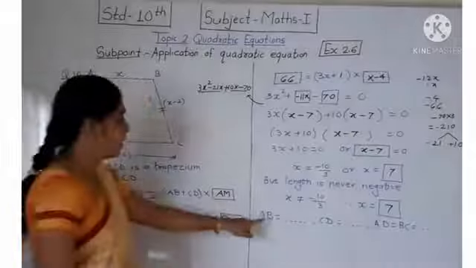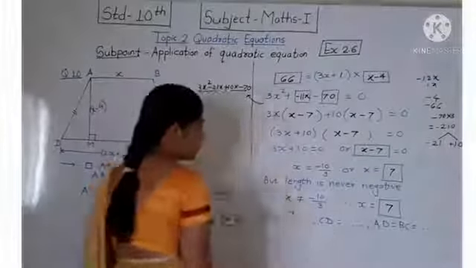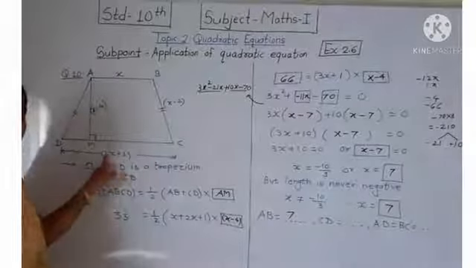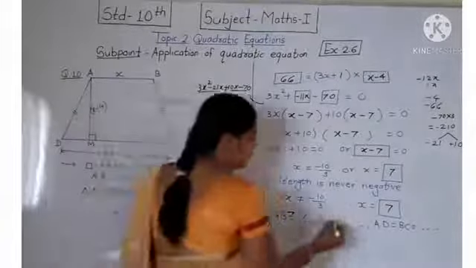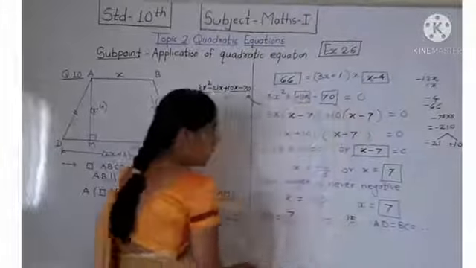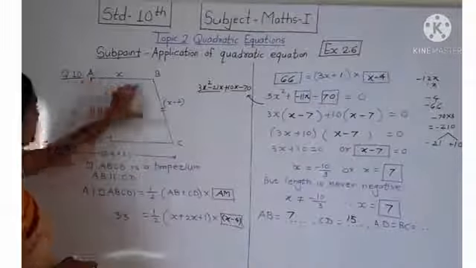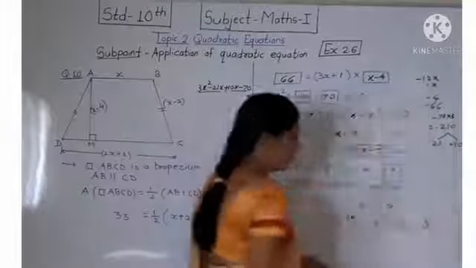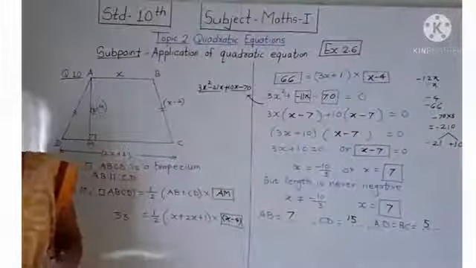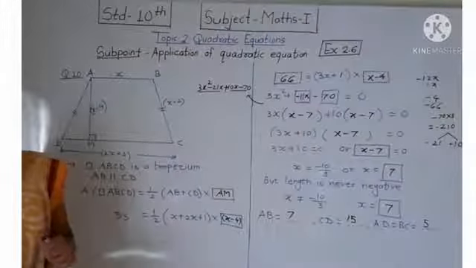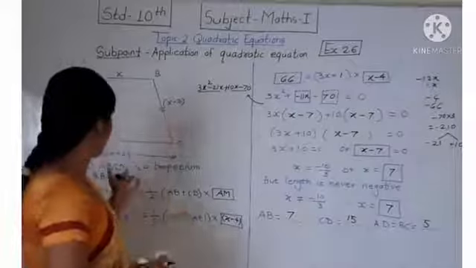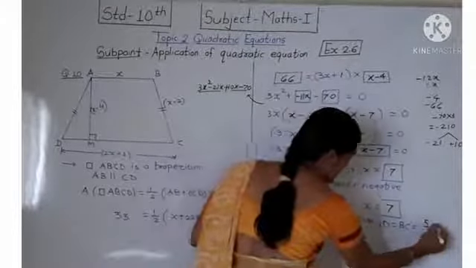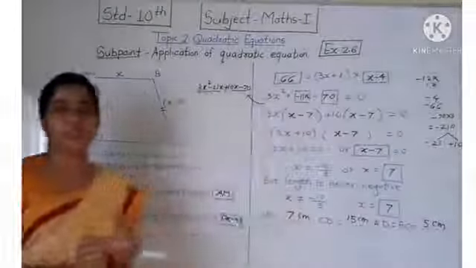AB becomes 7 units. CD: the value of x is 7, 7 twos are 14 plus 1, 15 units. AD and BC are the same: x minus 2 means 7 minus 2, 5 units. These are the required values. Our answer is in centimeter, so it is 7 centimeter, 15 centimeter and 5 centimeter.